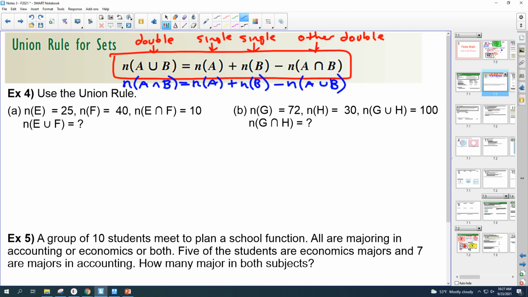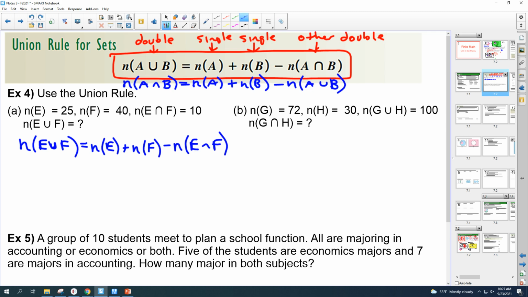So number 4 says use the union rule. So we want to know the number in the union right there, right? The number in E or F is how I read that. So the formula says take the single plus the other single minus the other double. So on the board we have a union, so then we need the number in the intersection over here.